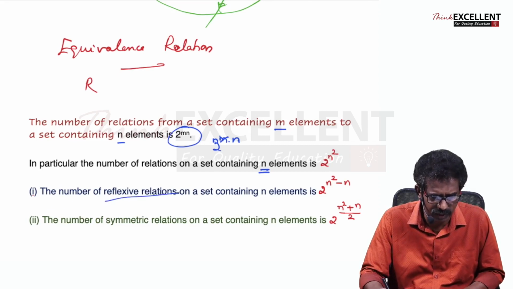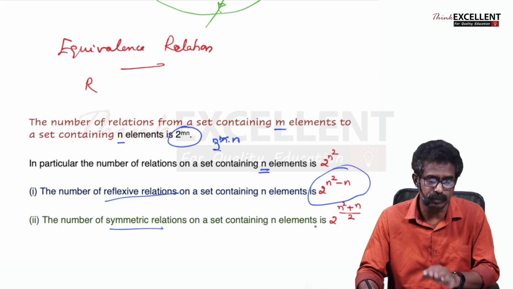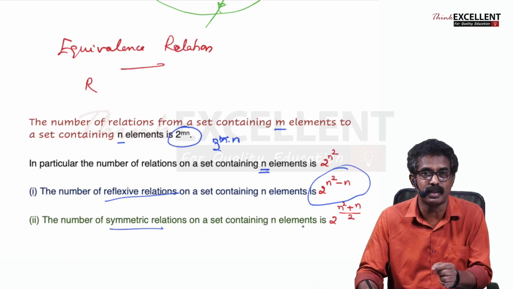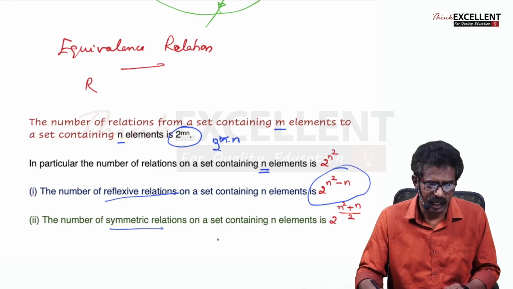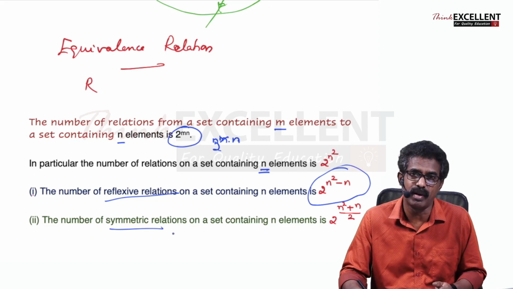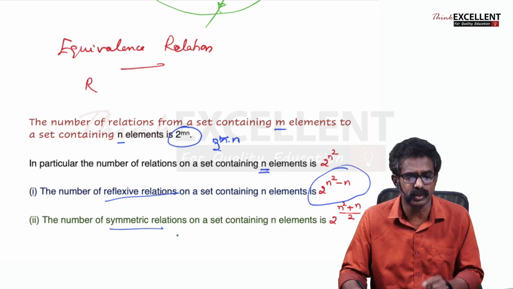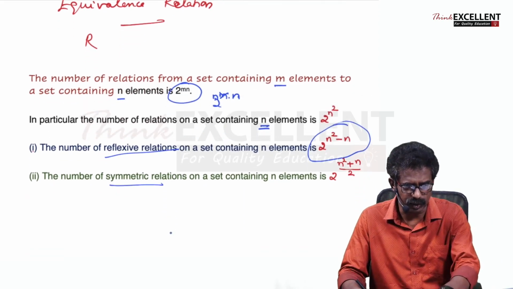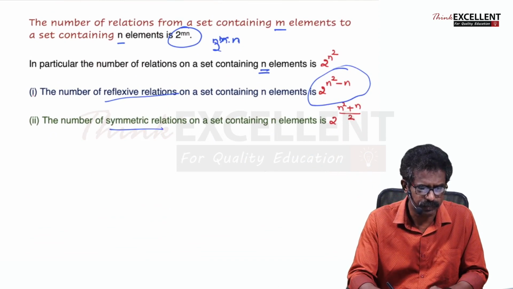Number of reflexive relations, if they ask, the formula is 2 raised to n square minus n. Number of symmetric relations, 2 raised to n square plus n by 2. For objective questions they can ask, sometimes they give some number. Suppose a set contains 5 elements, then how many symmetric relations can be formed? So take the formula, and for n you substitute that value. Okay, so these 3 results you have to remember. That's all the theory part for the second exercise.